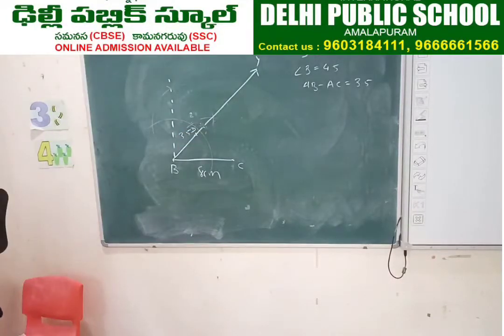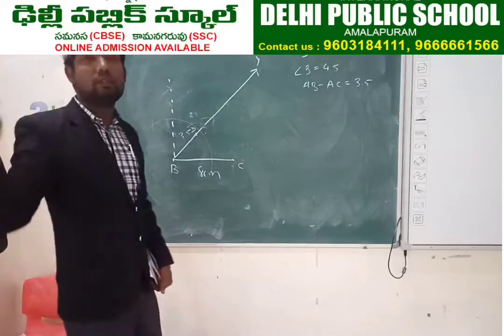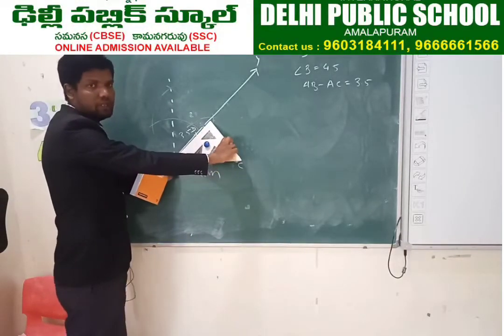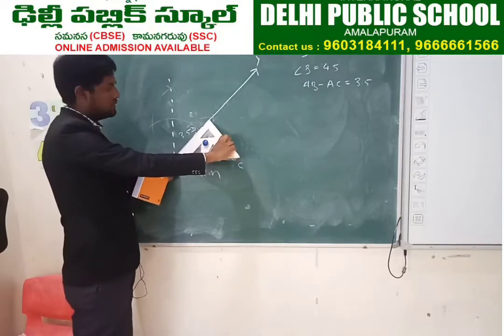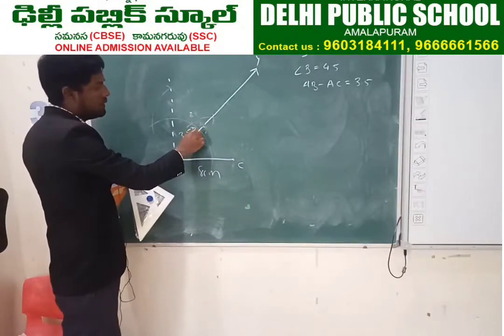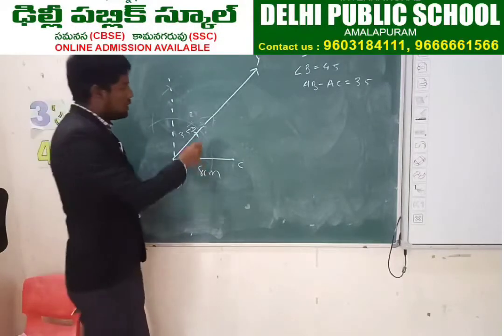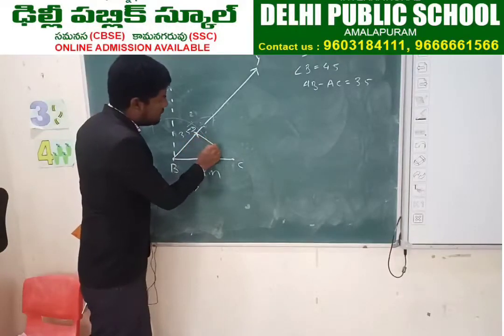See here, take a ruler, okay? Measure from here 3.5 centimeters. Cut this line somewhere, where it will be, somewhere here, 3.5 centimeters. Right? Okay. Now join this C and D.